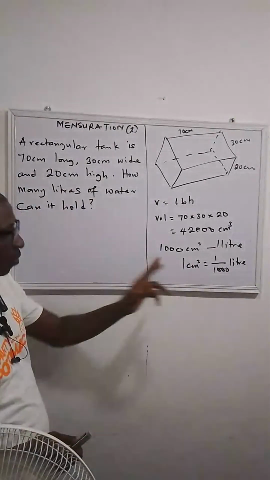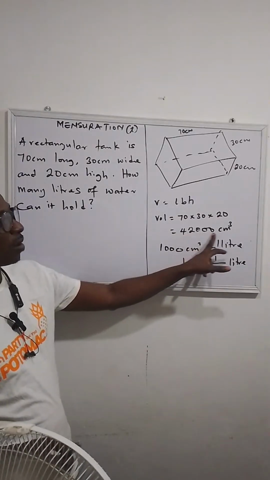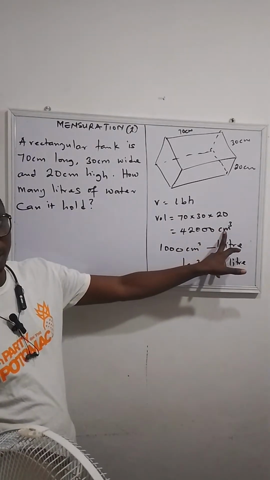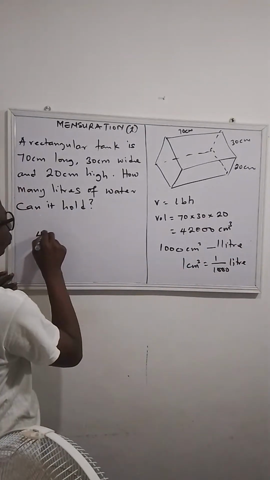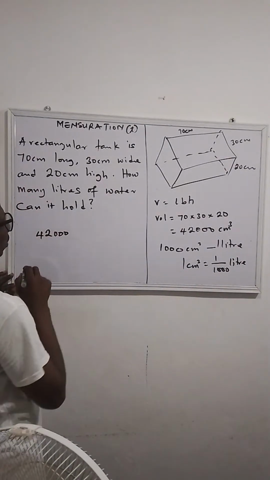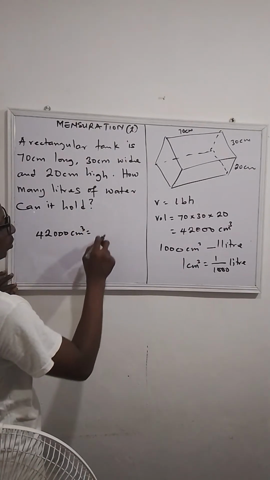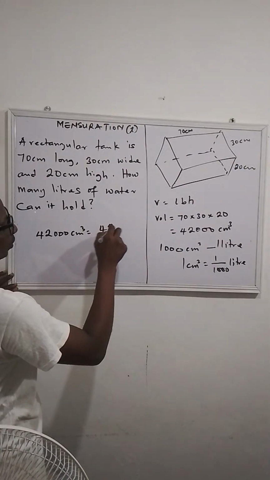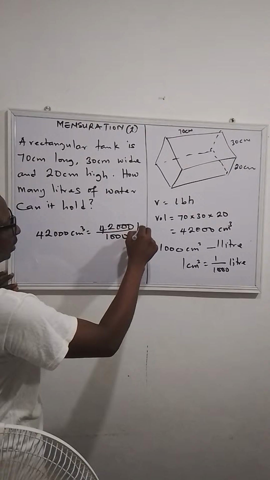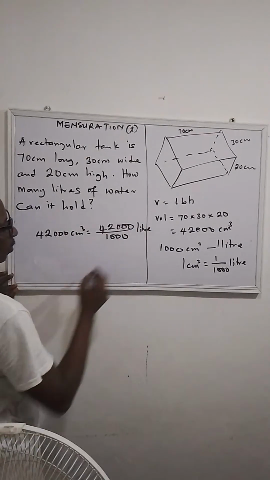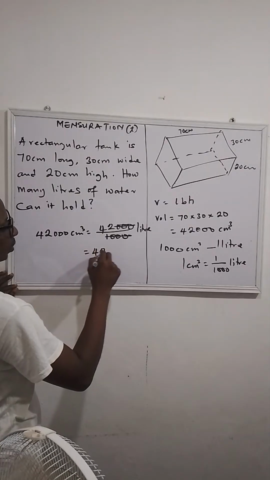Now we want to know what 42,000 centimeter cube is in liters. That means 42,000 centimeter cube is equivalent to 42,000 over 1,000 liters. This one cancels this, so we have 42 liters.